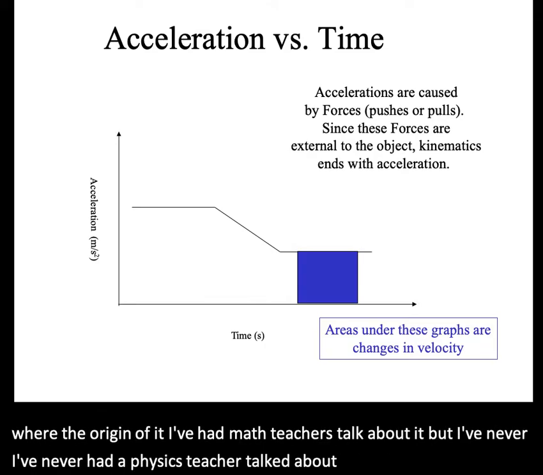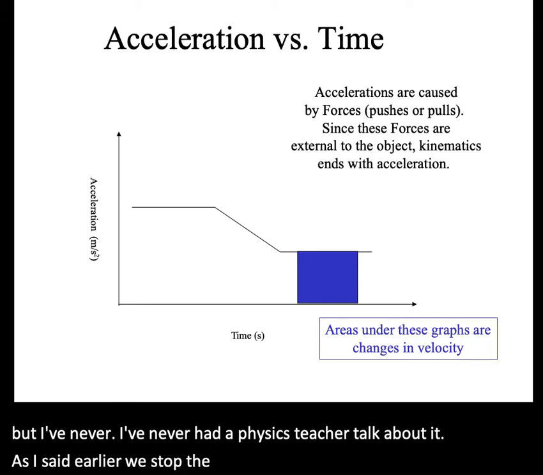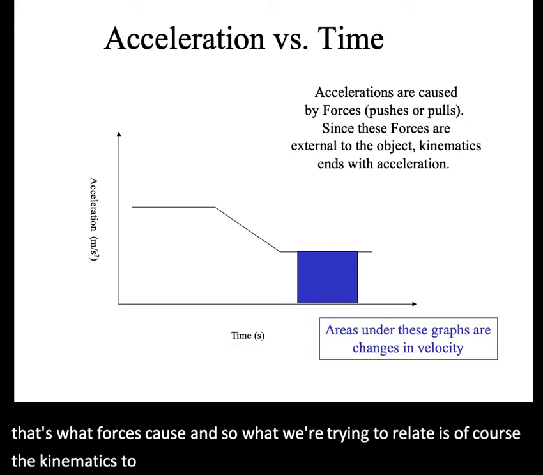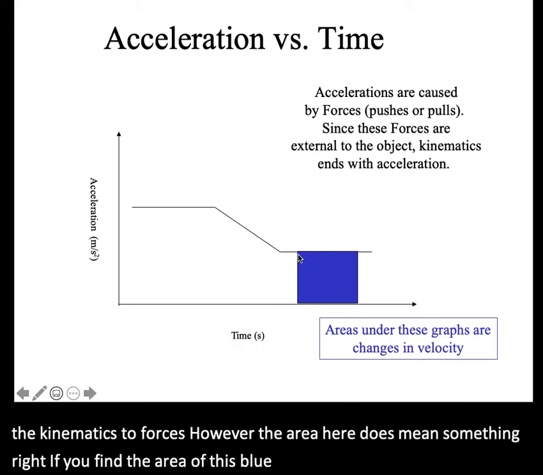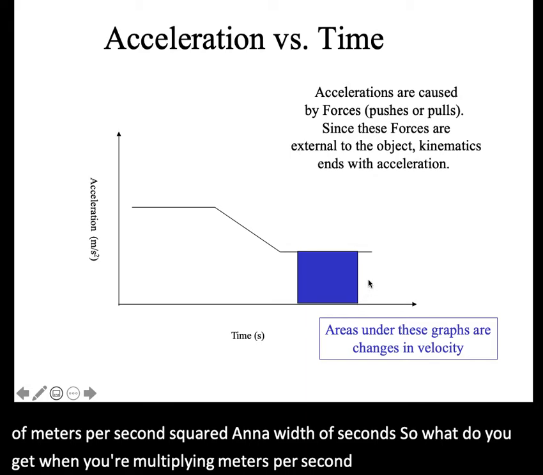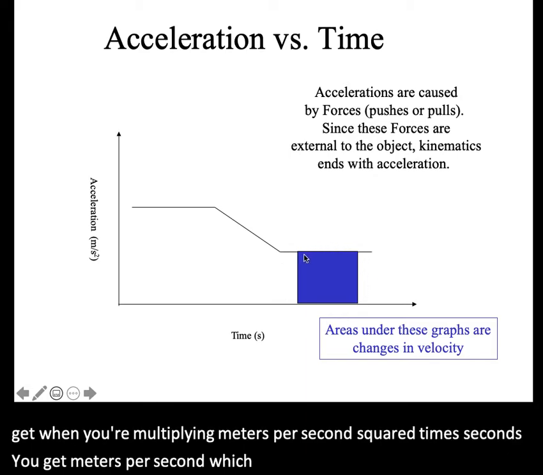As I said earlier, we stopped the game here at acceleration because physically that's what forces cause. And so what we're trying to relate is, of course, the kinematics to the forces. However, the area here does mean something, right? If you find the area of this blue square, you're going to get a height of meters per second squared and a width of seconds. So what do you get when you multiply meters per second squared times seconds? You get meters per second, which is the unit for velocity, right?